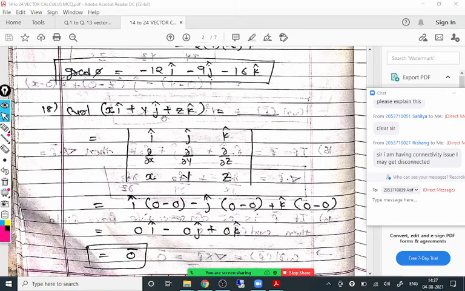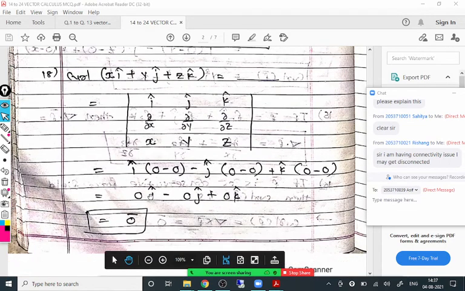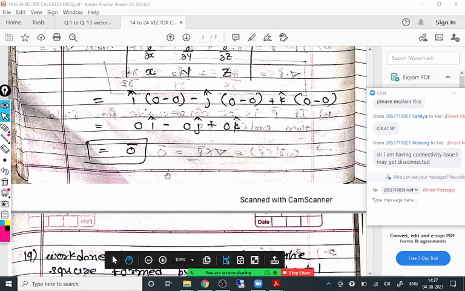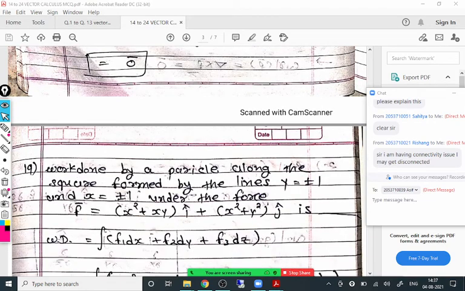18th. Curl of r bar. This curl of r bar should be 0. Already completed. I think this is already asked actually.